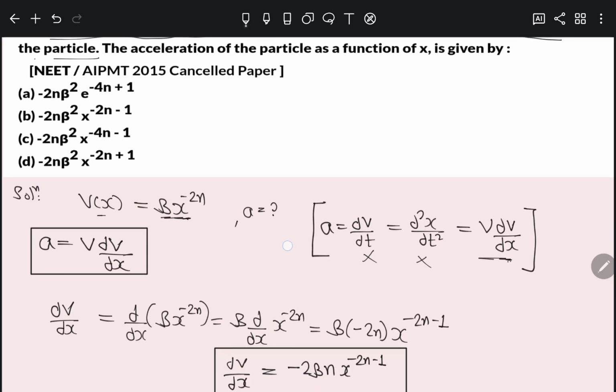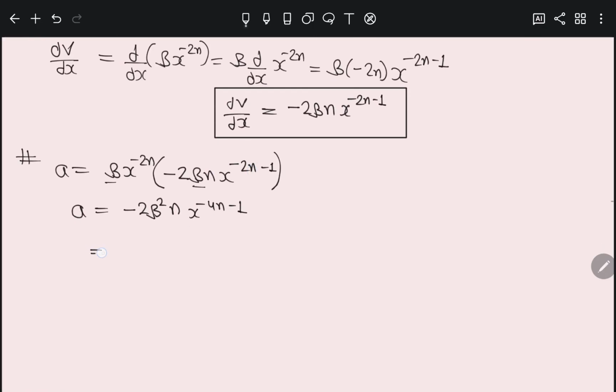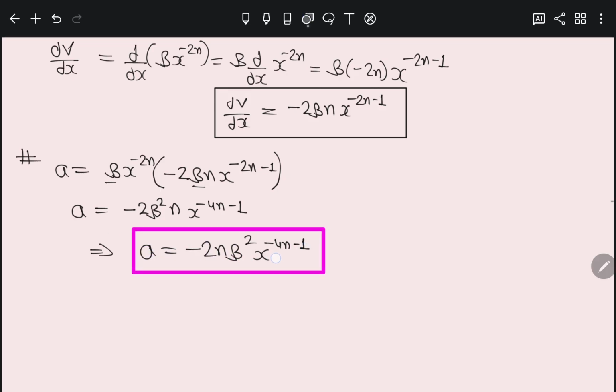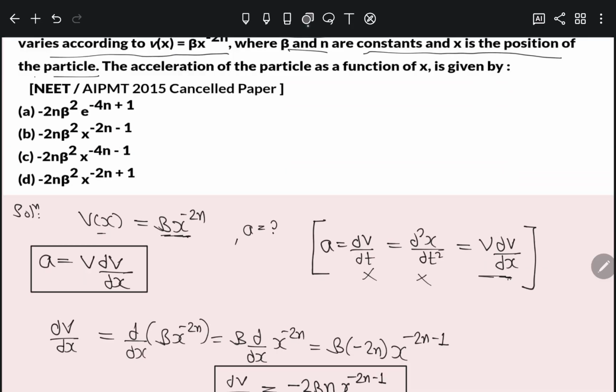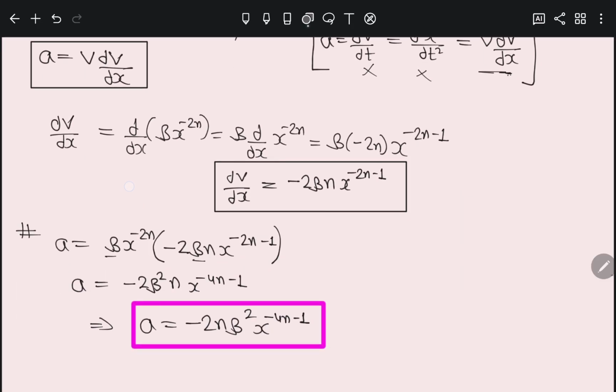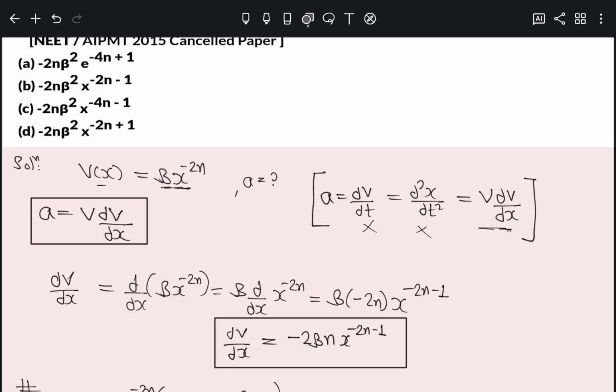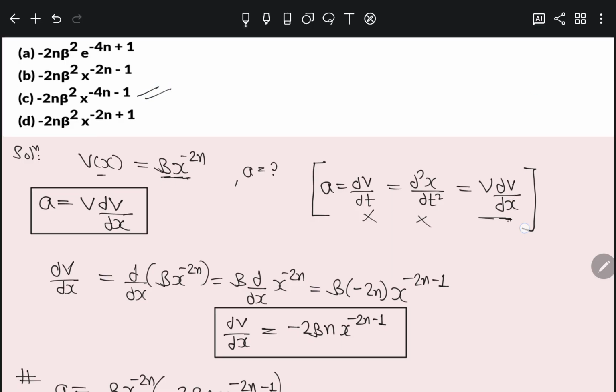So is any option matching? Yeah. They have written it like this: acceleration is equal to minus 2n beta square x to the power minus 4n minus 1. Right? So which option is matching? Yeah, option C. So option C is correct.